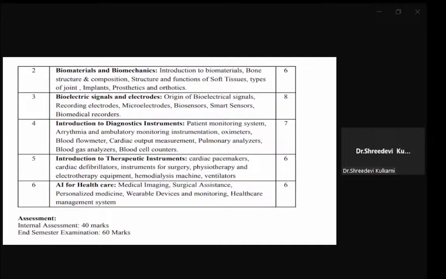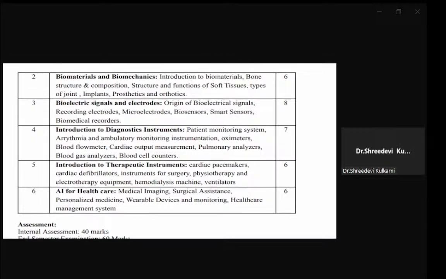So we are going to have a gist of all these things, that is which are the different types of diagnostic instruments, how they are used, and where they are going to be used. These more commonly used instruments for diagnosis are going to be discussed in this particular topic. The next one is about the therapeutic instruments.